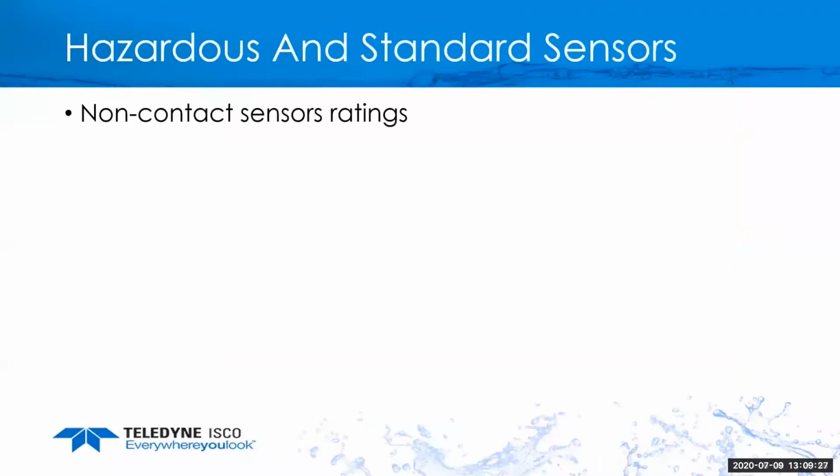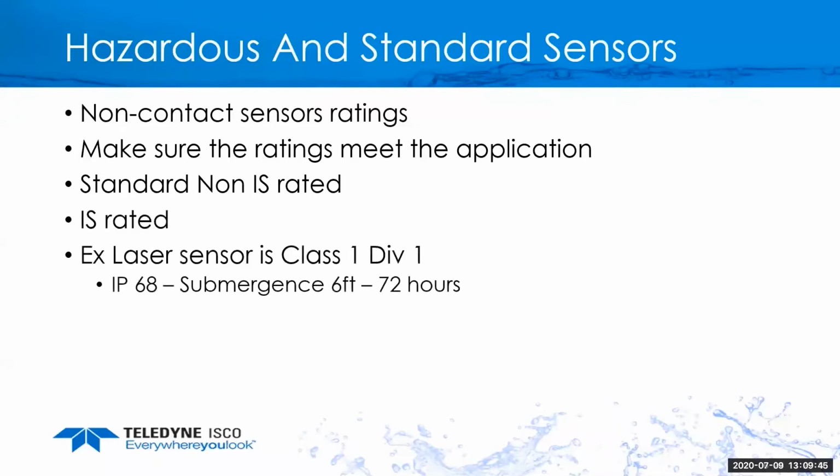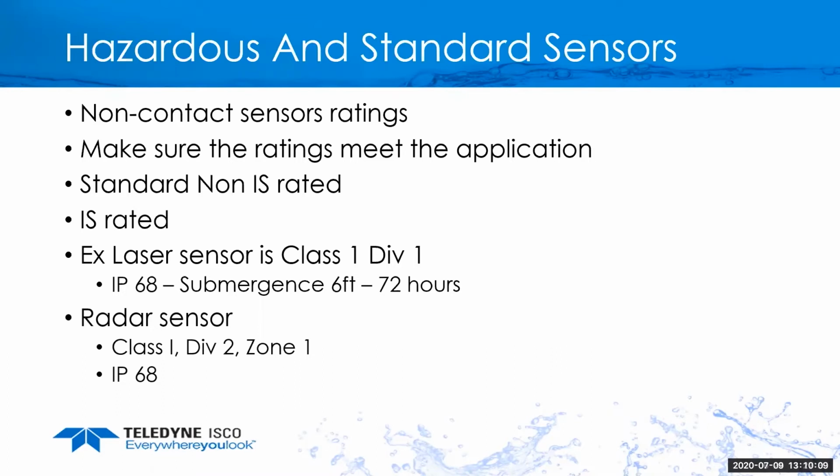Now for hazardous areas, both the laser and radar sensors can be purchased as standard or hazardous. So make sure you know what your ratings are for your application. So we have the standard and the IS, intrinsic safe rated. So the IS rated EX laser sensor is rated as class 1 div 1, and it's also rated as IP68, which means that it can be submerged for 6 feet up to 72 hours. Now the radar sensors are rated as class 1 div 2 or zone 1, and they're also IP68 rated.